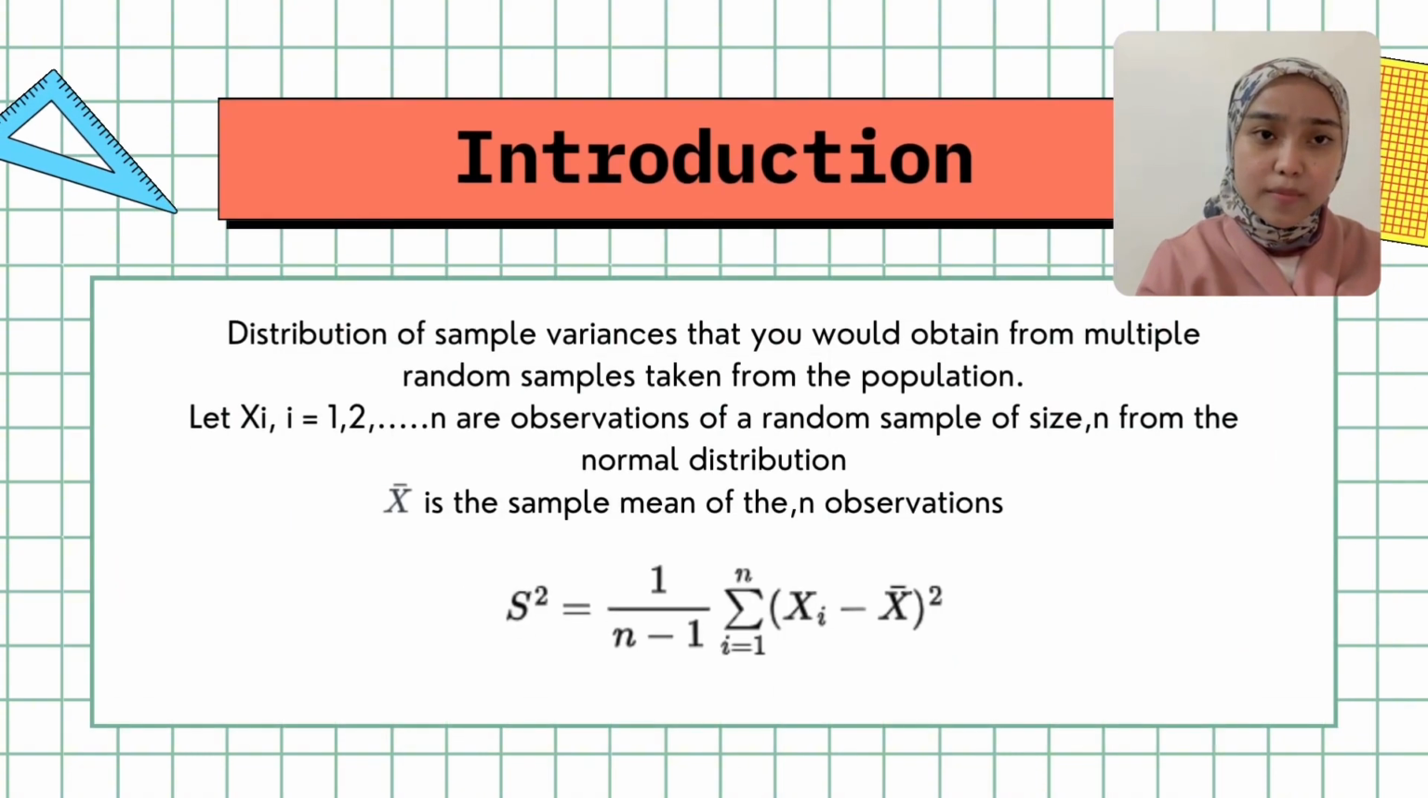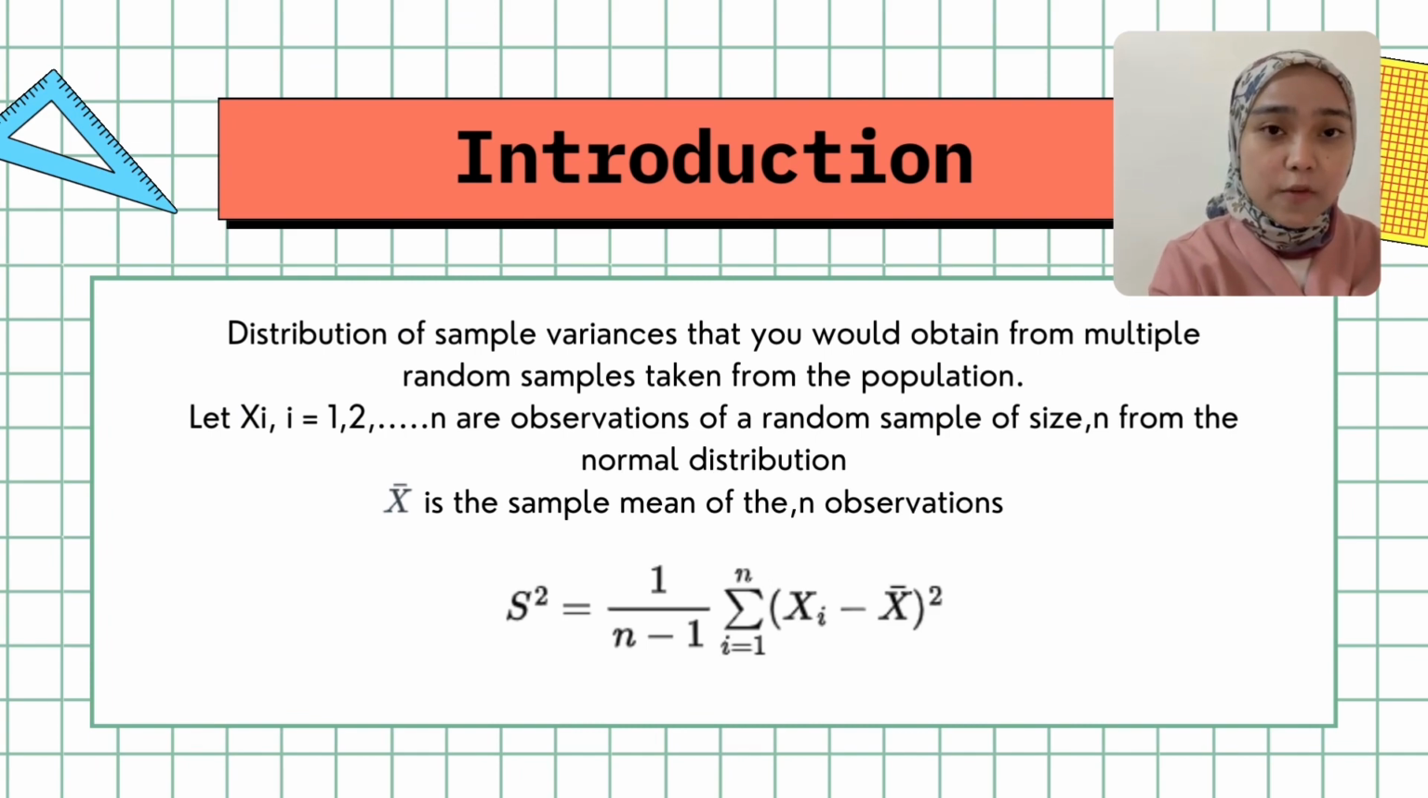So what is the sampling distribution for the sample variance? The sampling distribution of the sample variance refers to the distribution of the sample variance that you will obtain from multiple random samples taken from the same population. It is a theoretical distribution that describes how the sample variance statistic varies across different samples of the same size.